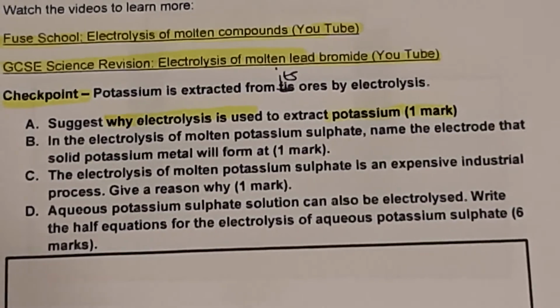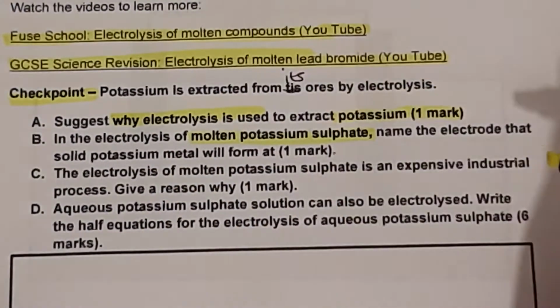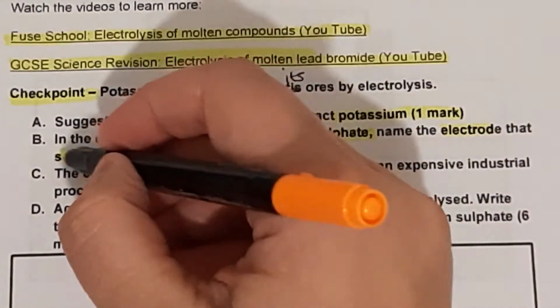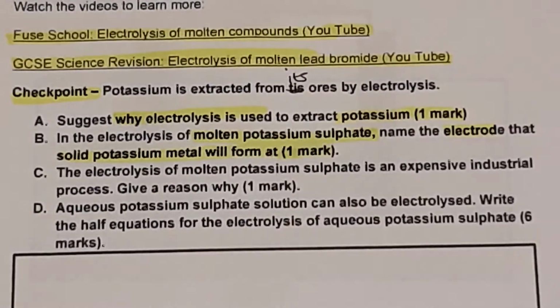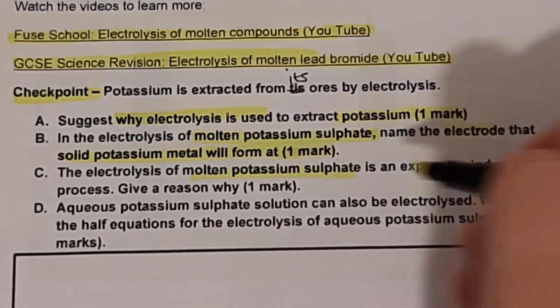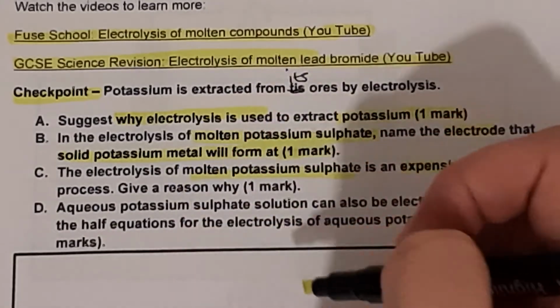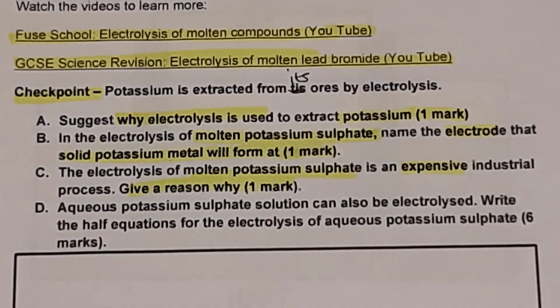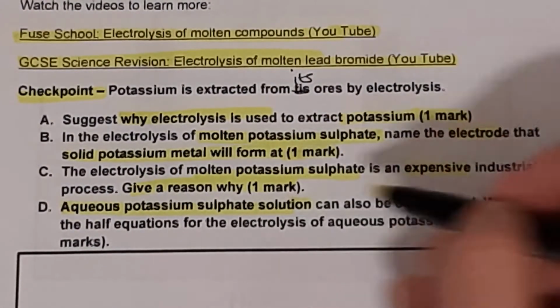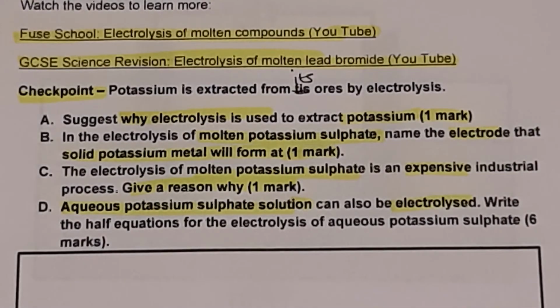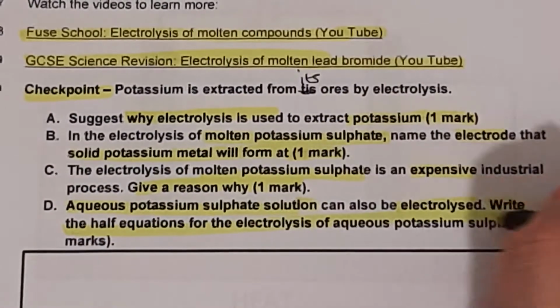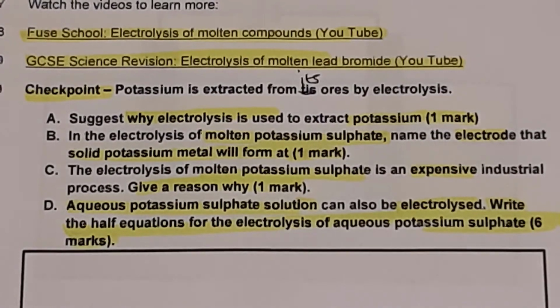Question B, in the electrolysis of molten potassium sulfate, name the electrode that the solid potassium metal will form at, for 1 mark. Part C, the electrolysis of molten potassium sulfate is an expensive industrial process. Give a reason why. And part D, aqueous potassium sulfate, which means dissolved in water, can also be electrolyzed. This is for higher tier students only. Write the half equations for the electrolysis of aqueous potassium sulfate. That is 6 marks. Pause the video whilst you have a go at that, please.